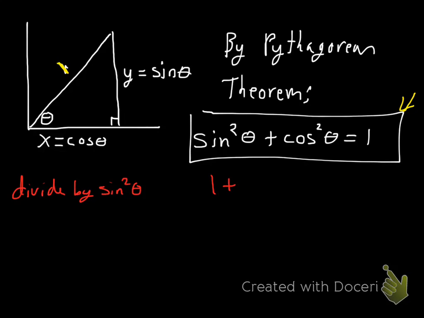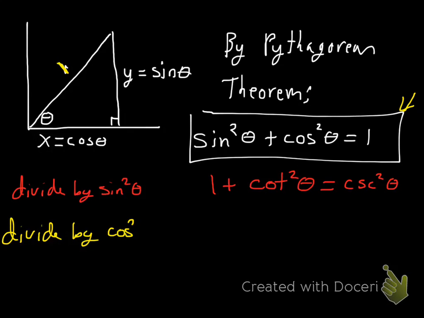Divide by sine squared, and sine squared divided by sine squared is 1. Cosine squared divided by sine squared is cotangent squared, and then 1 divided by sine squared is cosecant squared. And then if we divide by cosine squared theta, sine squared divided by cosine squared is tan squared.